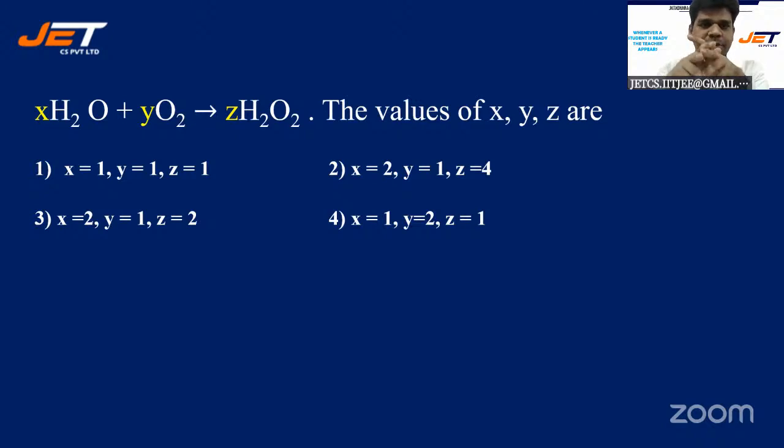Try this equation, students. X H2O plus Y O2 gives rise to Z H2O2. The values of X, Y, and Z are. Options given are 1, 2, 3, and 4.